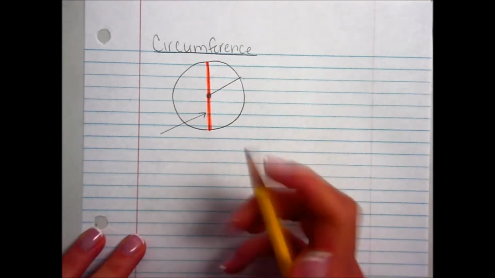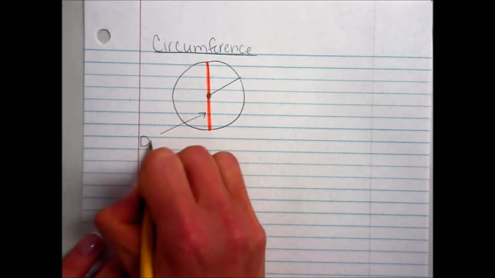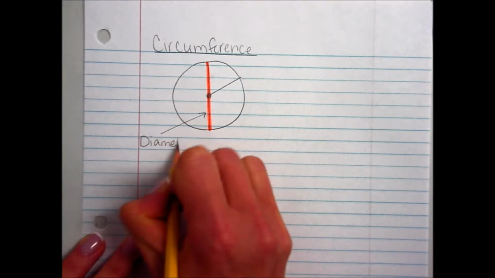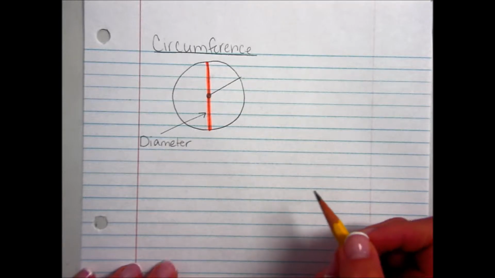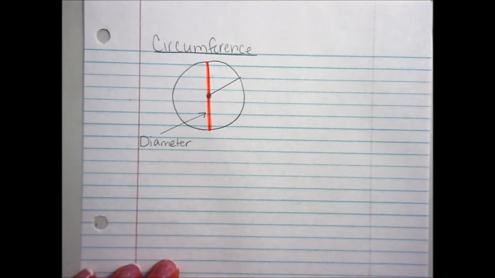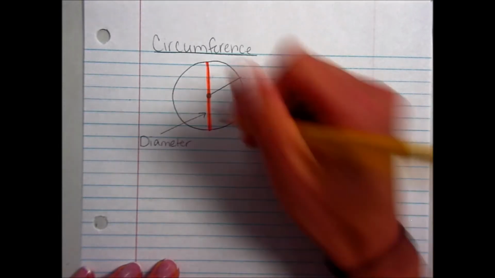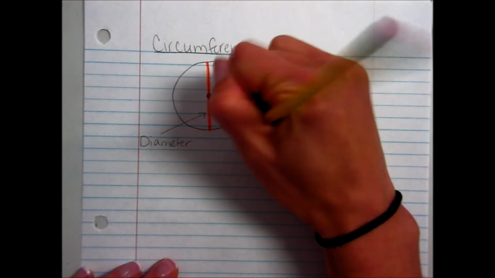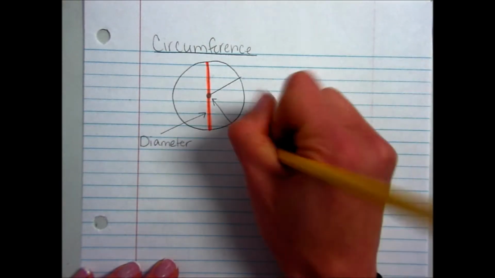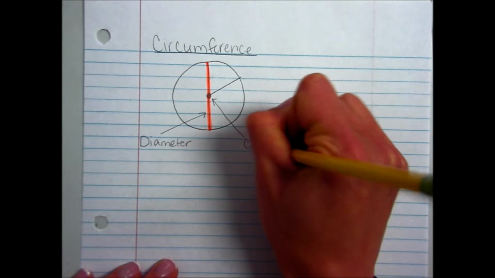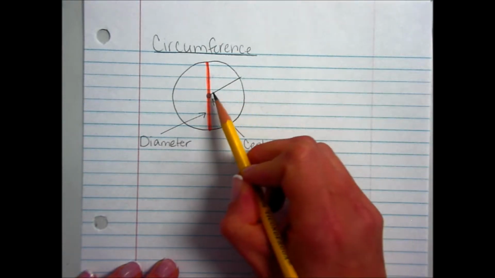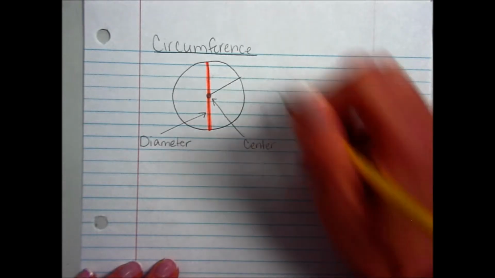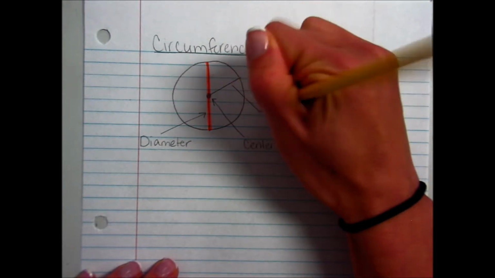This line is called the diameter. Okay, the line or the dot at the middle is the center of the circle. And this line that extends from the center to the edge is known as a radius.